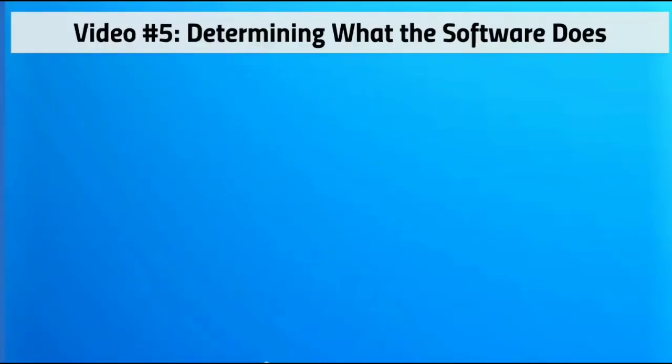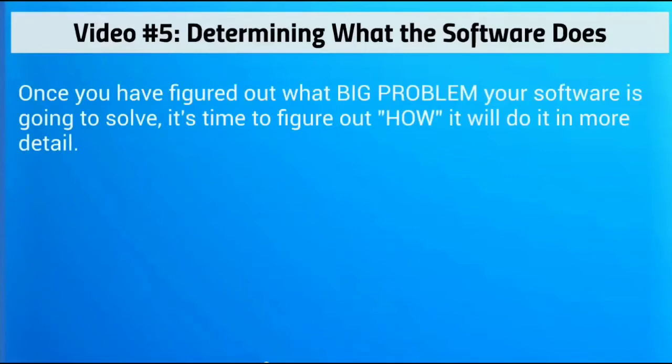Okay, so welcome to video number 5. Let's determine what the software does. So once you've figured out what big problem you're going to solve, it's time to figure out how it will do it in more detail. So in the previous video, we figured out what the solution was, basically how frustrated your consumer would be with the problem and how happy they would be with the problem solved.